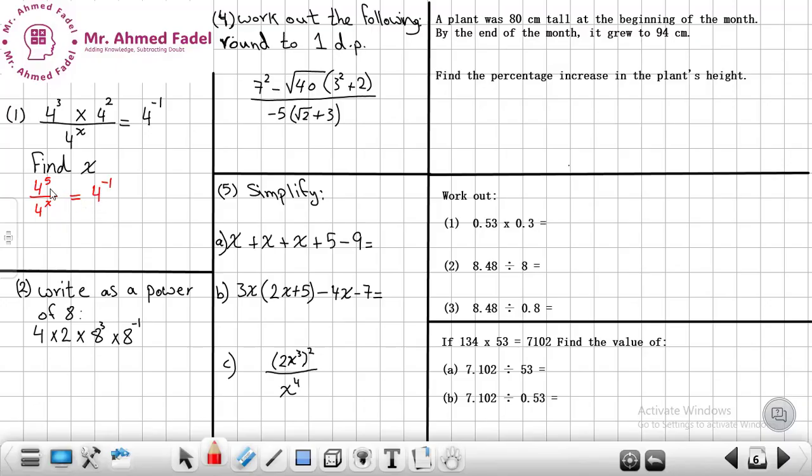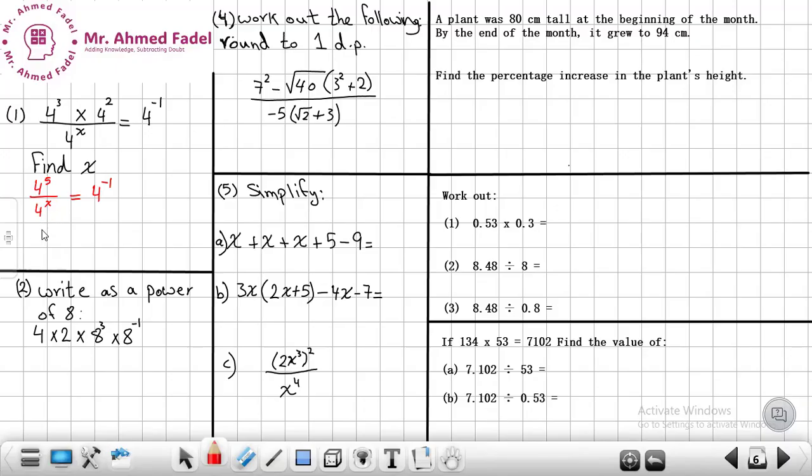In other words, they're just saying to you 5 minus what? Because we know that in division, if the bases are the same, you subtract the powers. So 5 minus what is negative 1? Well, Mister, I don't know. I cannot do it mentally. 5 minus what is going to give me negative 1? Okay, no problem. You cannot do it mentally.